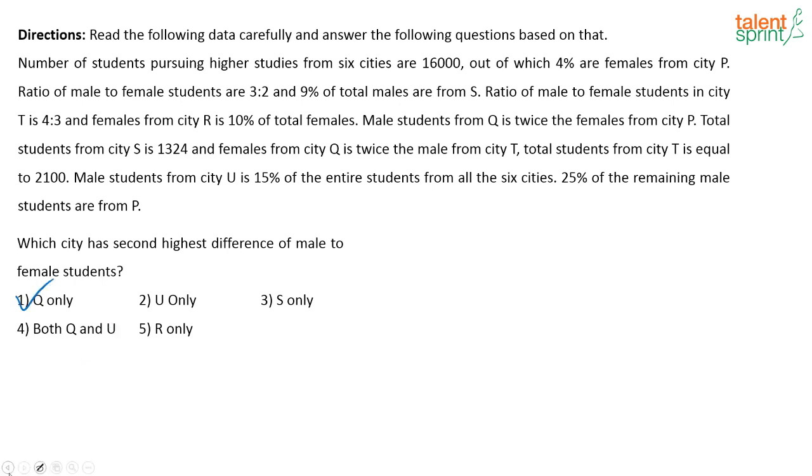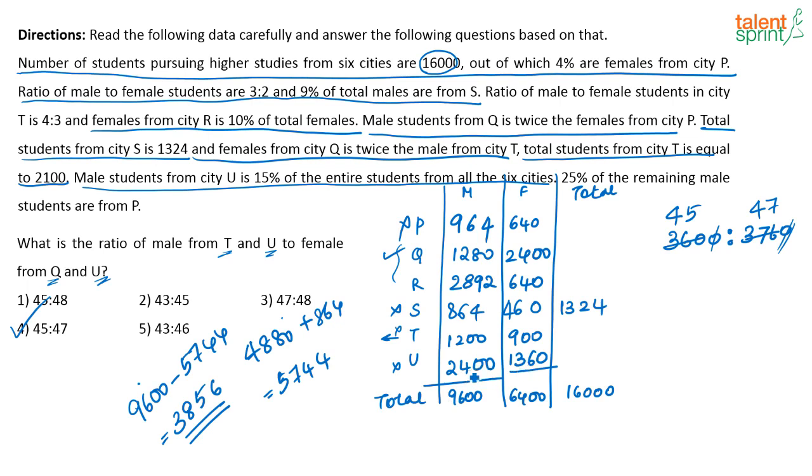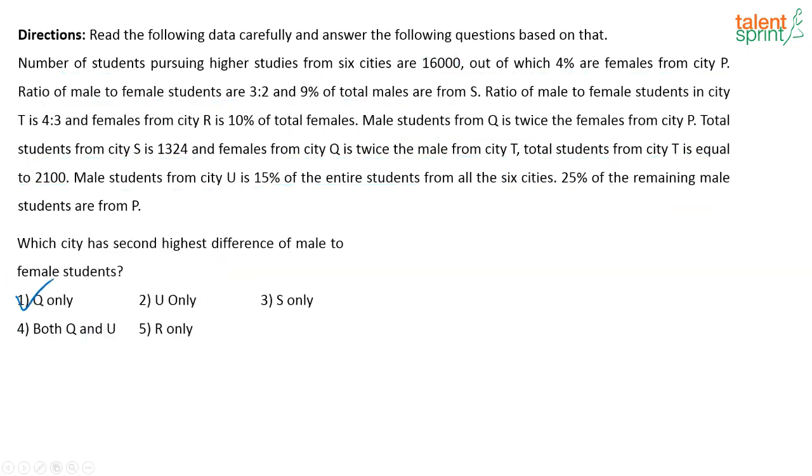See, can it be Q and U? U it can't be, right? Here you have 2400 minus 1360. Here you have 2400 minus 1280. So it can't be that option anyways. It has to be Q only. They are not asking for the highest difference. Highest difference is R, but here they are asking for the second highest difference. So it has to be Q. Clear? Moving on to the next question.